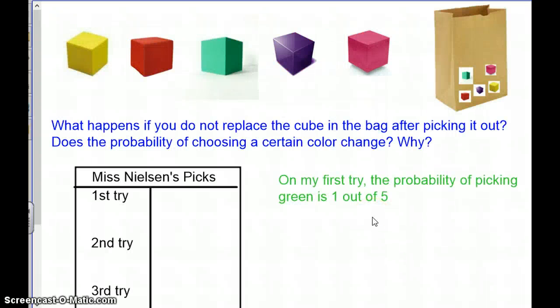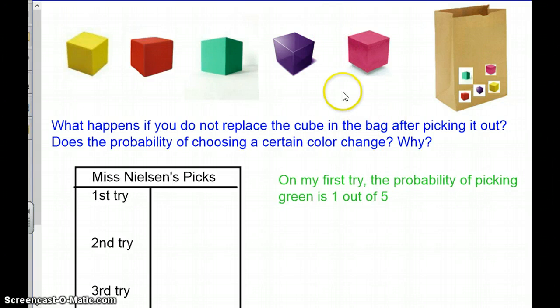Okay, well now we're going to look at a different situation, a different scenario. So what happens if you do not replace the cube in the bag after picking it out? Does the probability of choosing a certain color change? Why or why not? So right now we see that I have 5 cubes in my bag.